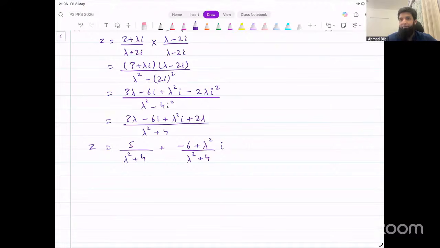Is that okay? Any issues with this? 5 lambda? 5 lambda, yeah, in the numerator.